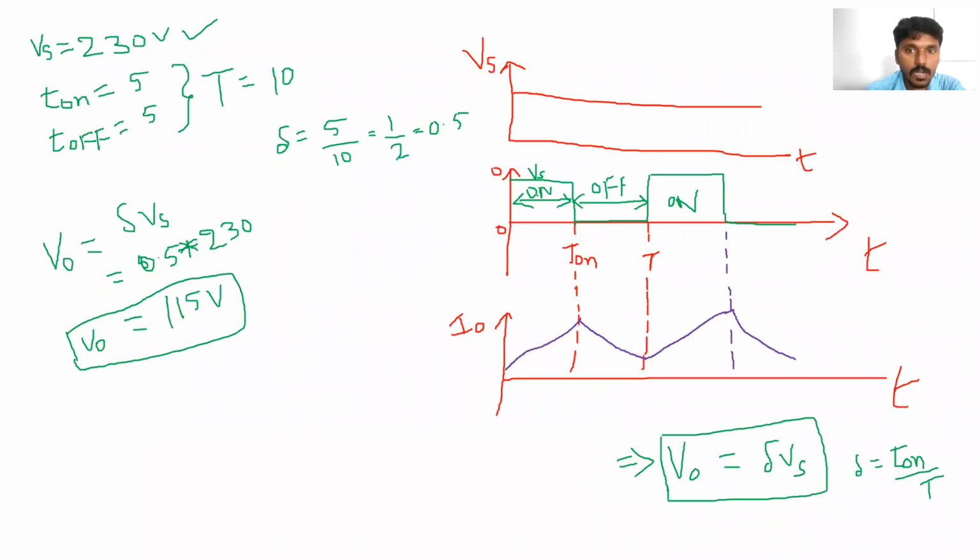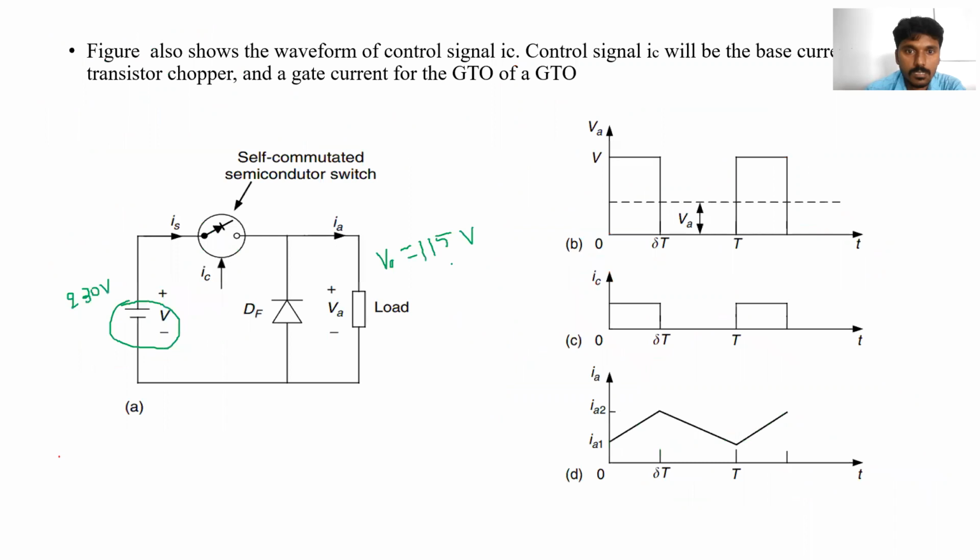By varying the on and off timings of the switches, the output voltage varies. Is it right or not? Okay, so the output voltage is decreased by varying the on time and off time of the switch.